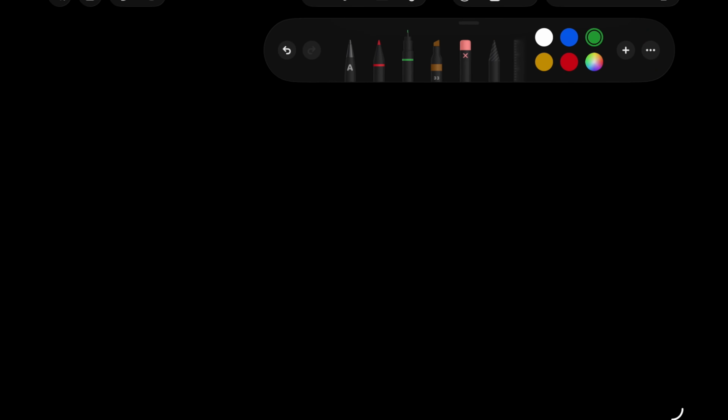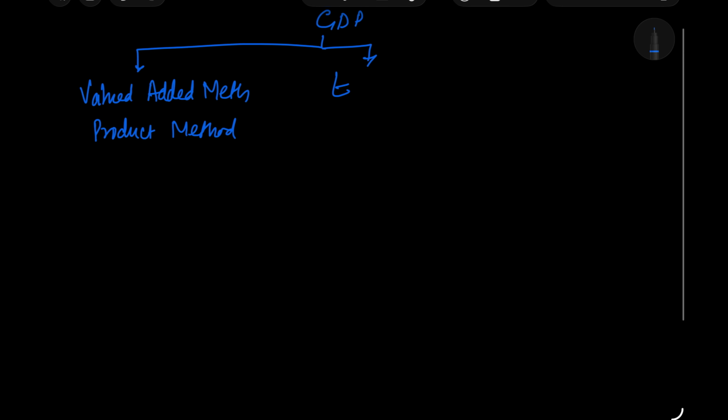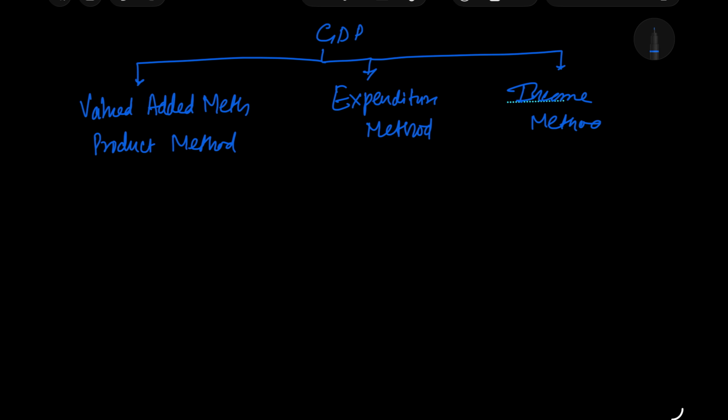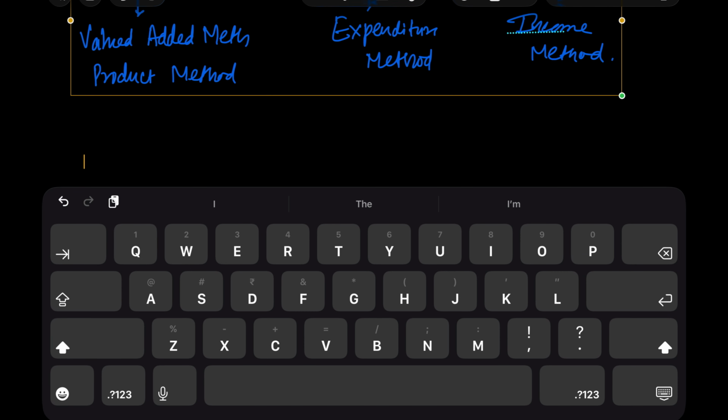So hello everyone. In this part of our series, we will begin with the different methods of GDP calculation. GDP can be found out by three methods: the value added method, or the product method, the expenditure method, and the income method. Now, all of them use different components to equate the GDP.